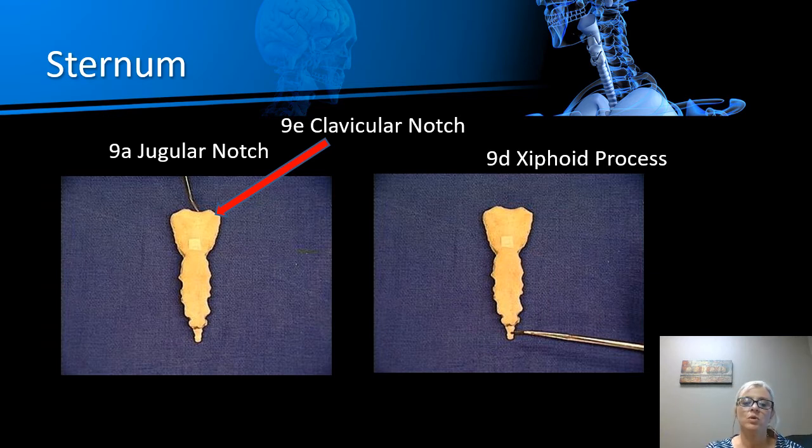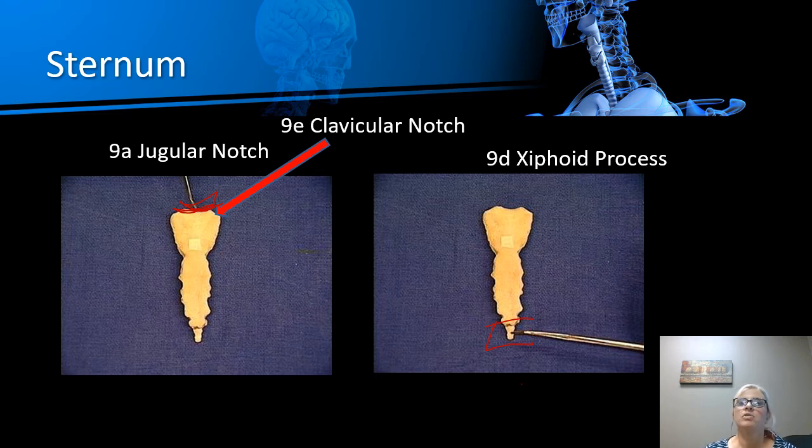On the manubrium you will find the clavicular notches. There's one on each side, and this is of course where the clavicle will interact with this manubrium here. And then we also have the jugular notch, which is right here, this portion here, all right? And then on the very bottom, you have the xiphoid process.